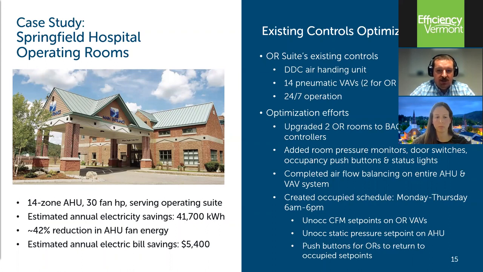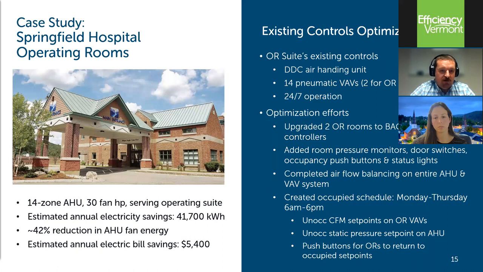Basically, for the operation of the schedule, we had a Monday to Thursday, 6 a.m. to 6 p.m. schedule introduced. And during those times, the air handling unit and 2 OR VAVs would run at their normal occupied CFM and static pressure set points. During unoccupied times, they would go down to their lower CFM set points for the VAVs and the lower static pressure set point to get our energy savings.